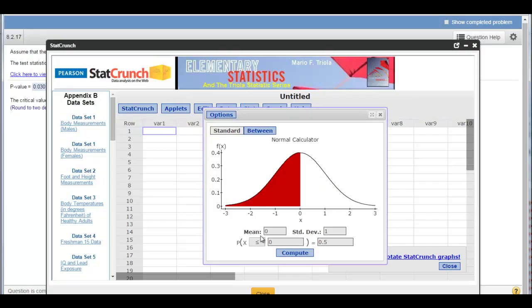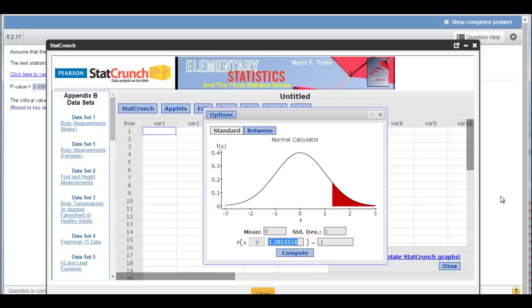Normal. Now what we'll want to do is find what z-value puts 10% of the distribution to the right in the right-hand tail. So we'll leave the mean at 0, the standard deviation at 1. We'll make this say greater than, and we'll make this say 0.1 for 10%. And that value is 1.28.